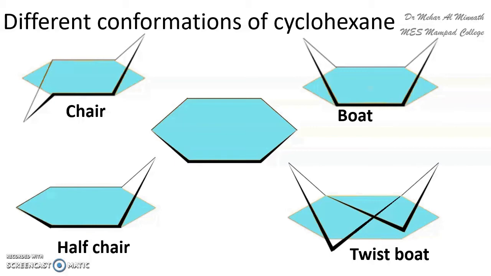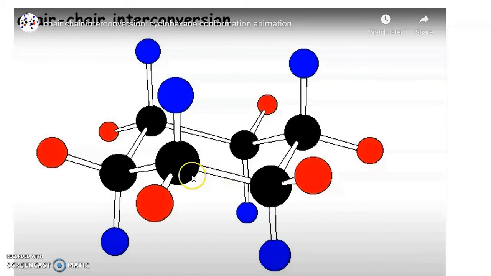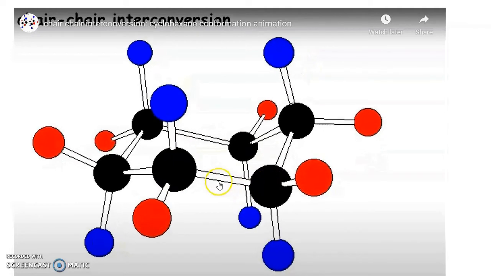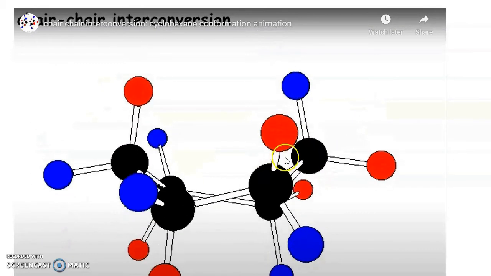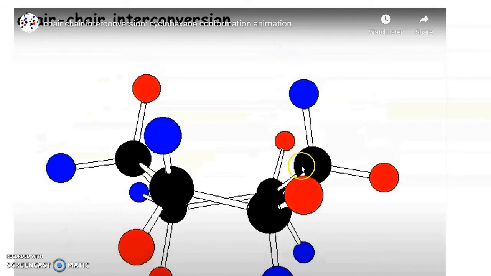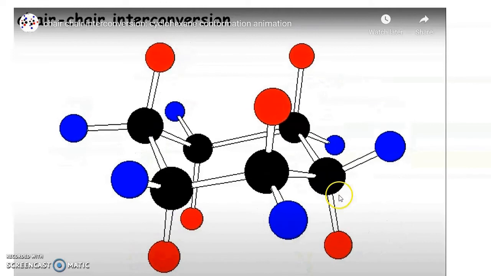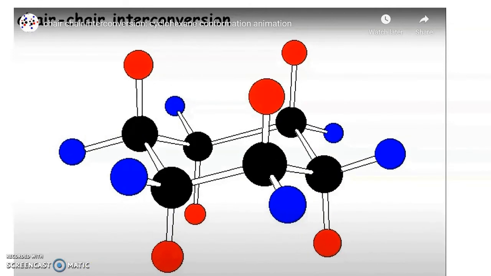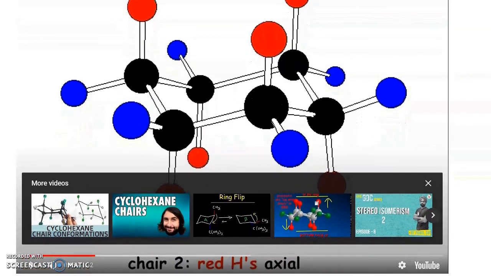To explain the interconversion, I am taking the help of a video from YouTube. Now I'll just run this video. You can see here, this is the chair form. Now it's slowly changing, and you can see the half chair form, and then twist boat, and then it forms the half chair again, and then the chair form again. Alright, now once more you can view this.